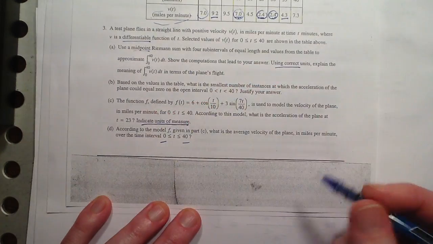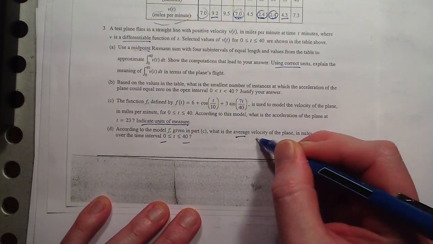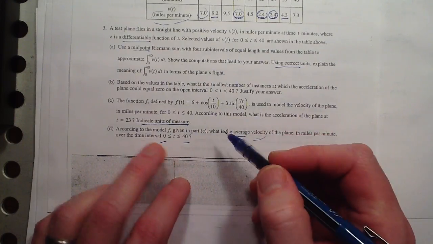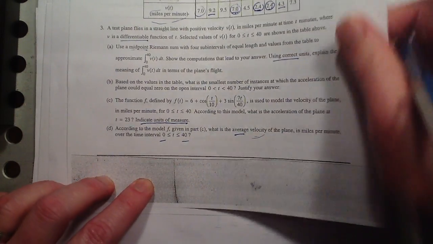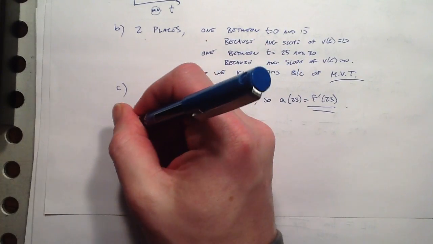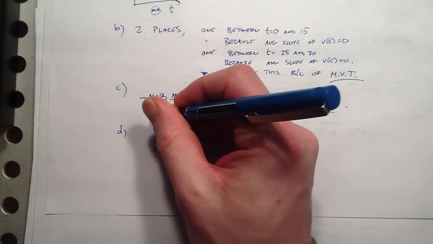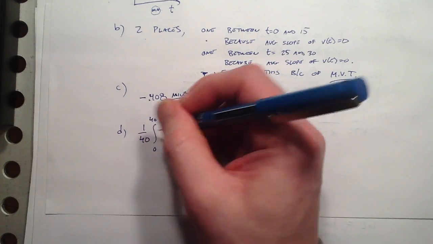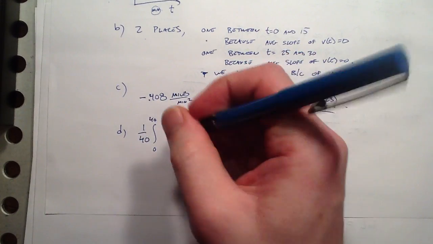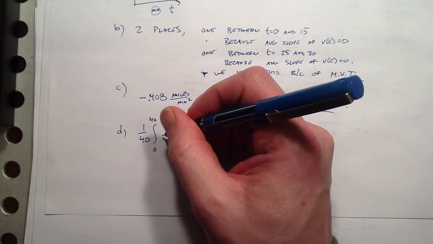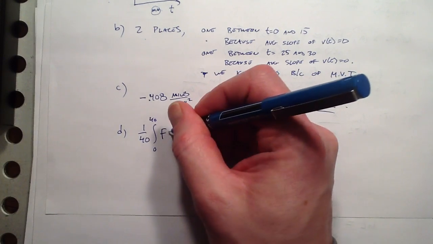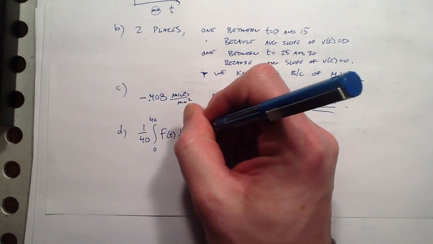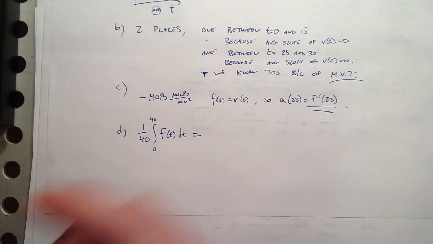Well, that's an average value. We want the average of the velocity function from 0 to 40. From 0 to 40, my interval is 40 wide. So when we find average value, we've got to divide by how wide it is of the velocity function, which is that f function they gave us.